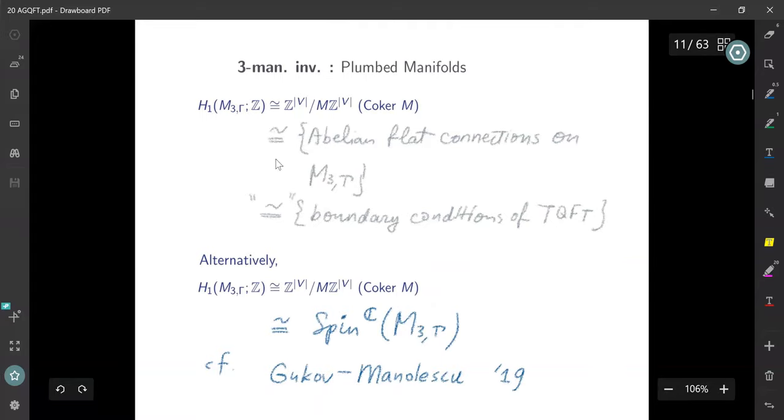One interpretation is that this set, up to some Weyl group action, the Weyl group here is Z2, the Weyl group of SU2, is also the same set labeling the abelian flat connections on the plumbed manifolds. Remember that a flat connection is called abelian if it has a non-trivial stabilizer group. And this also labels the boundary conditions of the TQFT. Well, this equivalence is not immediately manifest, but it is true. Alternatively, this also labels the spin-c structures that you can put on this plumbed manifold. This is also another way to think about this.